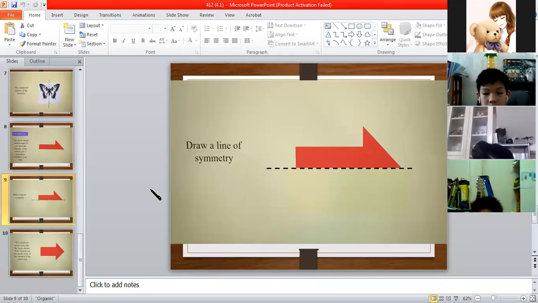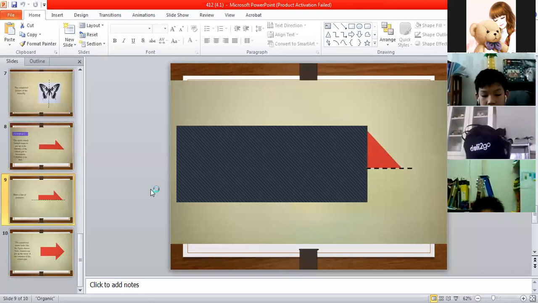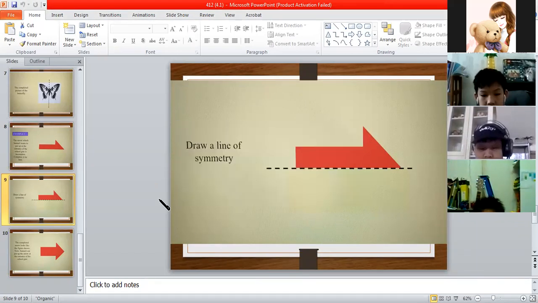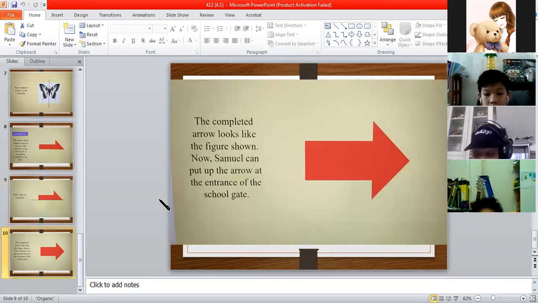What happened to my window? It kept on showing this. Okay, so draw a line of symmetry.